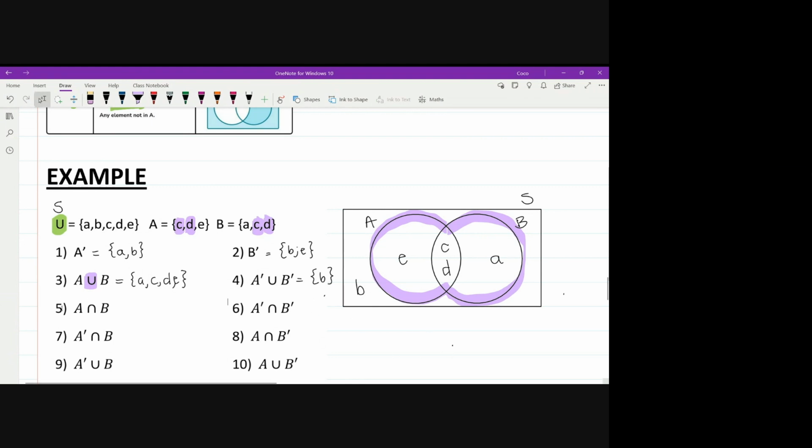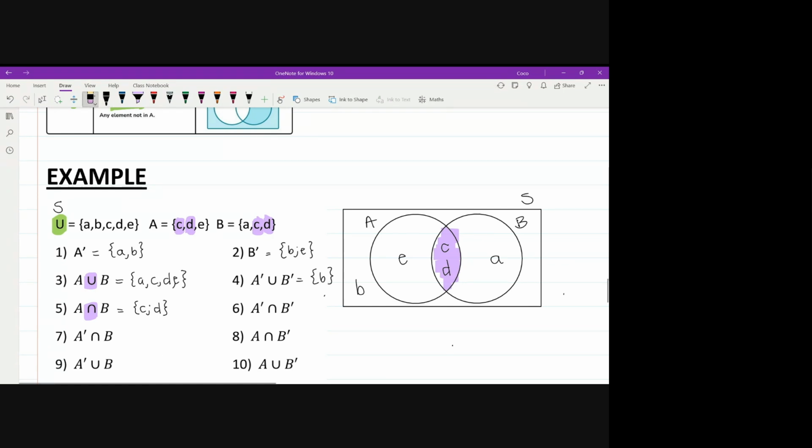Let's look at number 5. Number 5 says A upside down U. What does the upside down U represent? Intersection, that's it. So we're looking at A and B. In order for us to use that, it needs to be in both A and B. That's a much smaller space, just that part there. So A intersection B is going to be C and D.